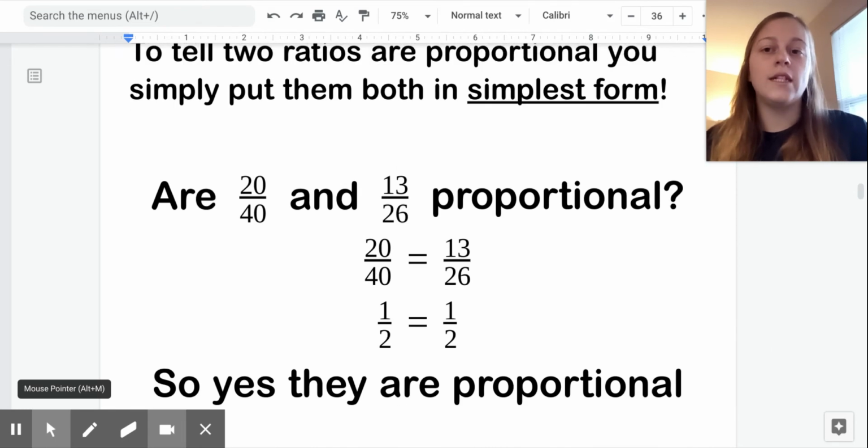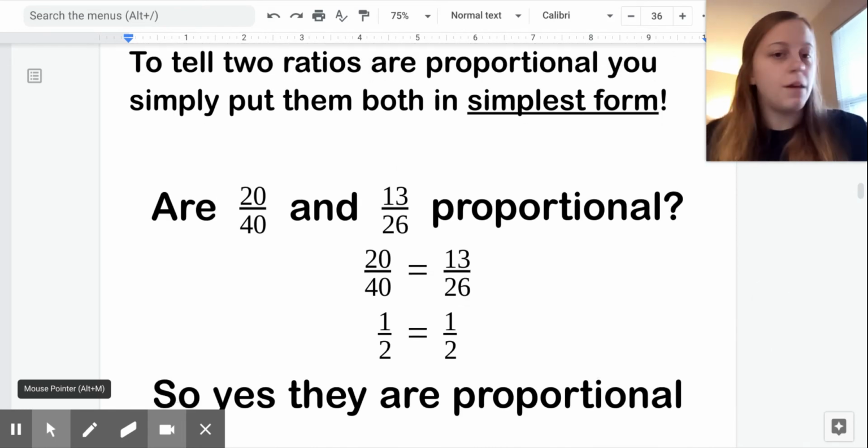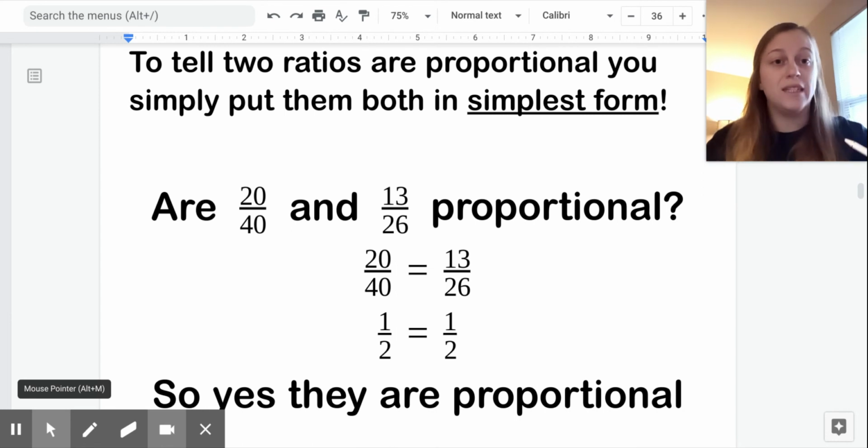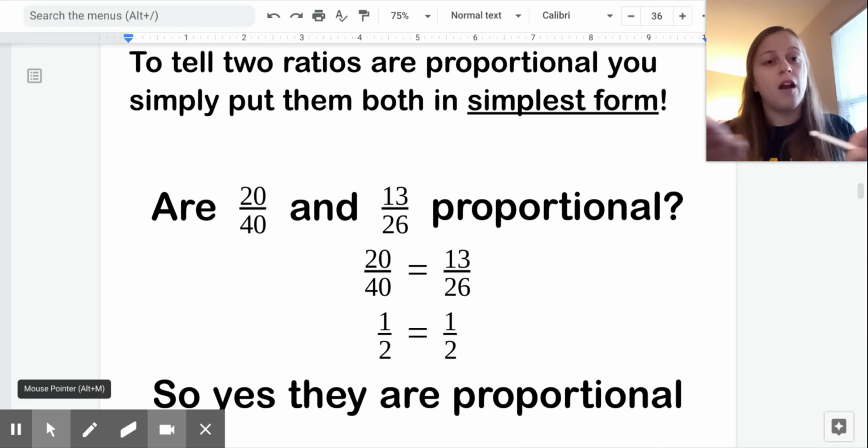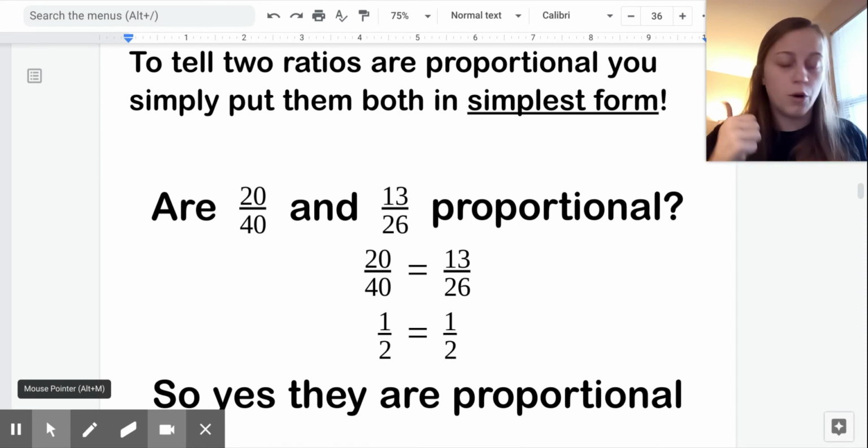So to tell if two ratios are proportional, simply put them in simplest form. If their simplest form is the same fraction, or the same ratio, then they're proportional. If when you simplify, you get two completely different answers, they're not actually the same fraction. So here I have the question, are 20/40 and 13/26 proportional? Well, when I simplify 20/40 all the way down, I get 1/2. When I simplify 13 over 26, I also get 1/2. So yes, they are proportional. So again, simplify both the fractions. Are your simplified answers the same? Then yes, you're proportional. Are your simplified answers not the same? Then no, they are not proportional.